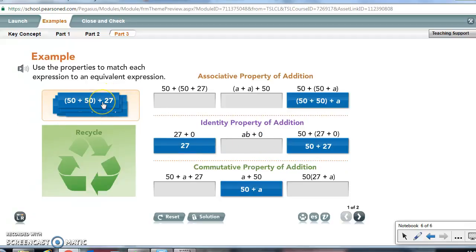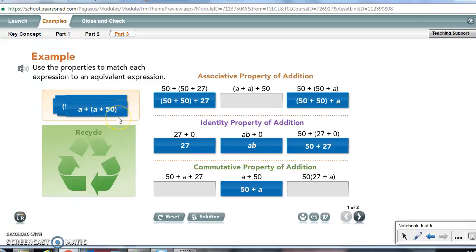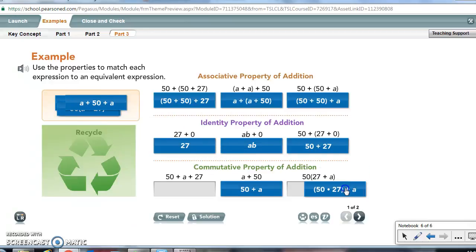Okay, looks like I accidentally moved that. Well, look, 50 plus 27, that's the same as right here, the same order, they just moved the parentheses. AB plus 0 is the same as AB. A plus A plus A is the same as this one right up here. They just moved the parentheses. 50 times 27 plus A is the same as this, commutative property, moving things around to make it easier.